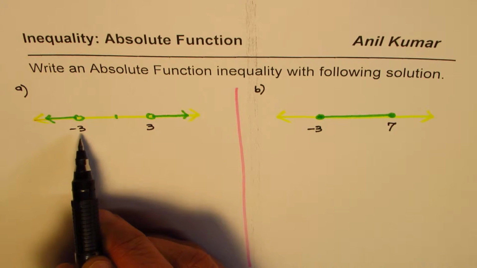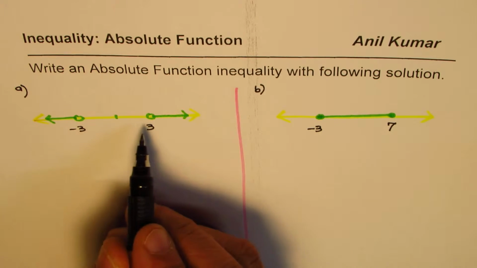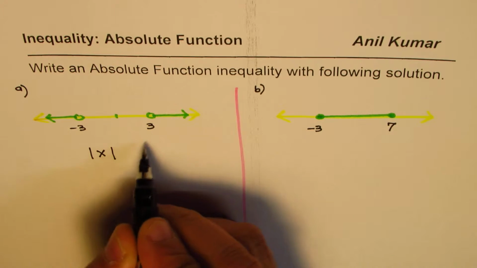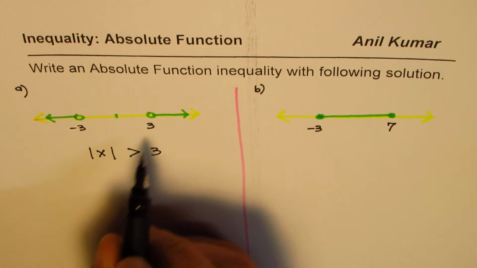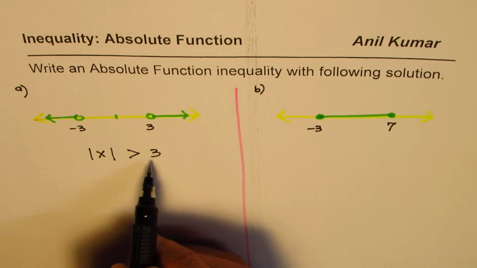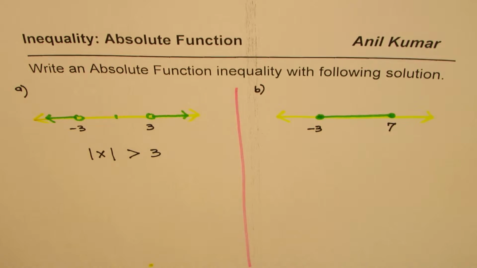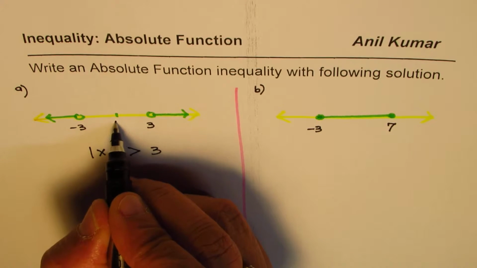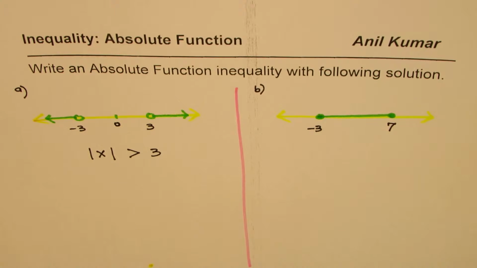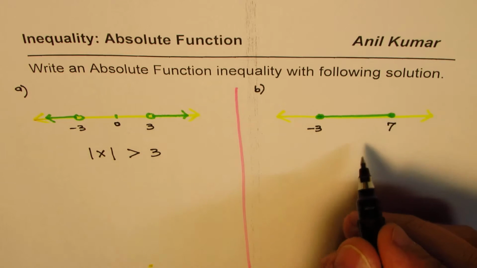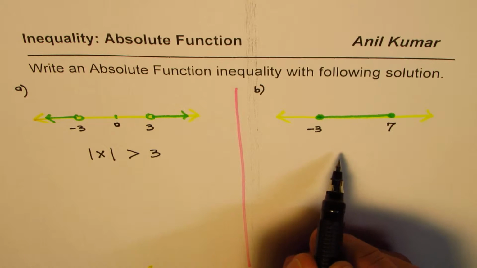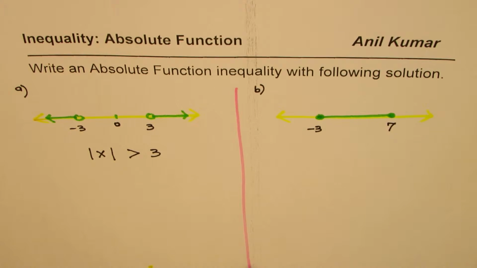Now this solution, which is beyond plus and minus 3, could be written as absolute x greater than 3. Very simple, right? So if you have an absolute function, absolute x greater than 3, its solution on a number line can be represented as shown here. Simple as that. Somewhere here we have 0, and that is the absolute function, and that's the solution. Now that is clear to you. This one is kind of difficult. I would like you to answer this question. That's the main question for this particular video.